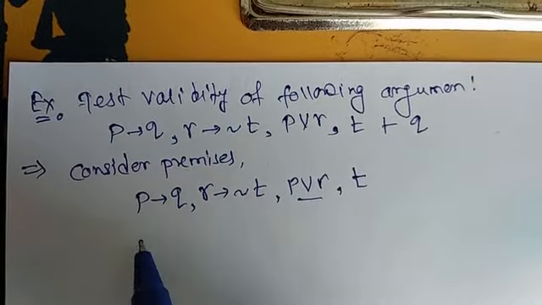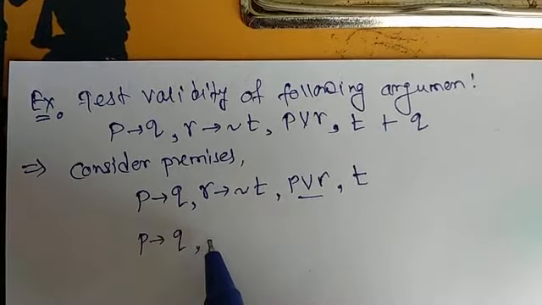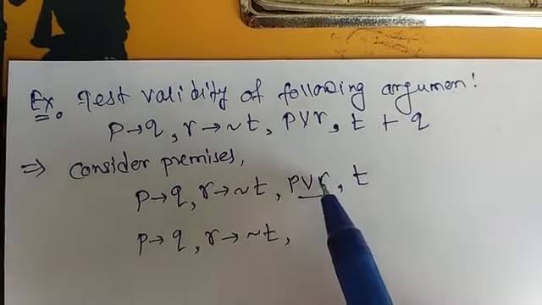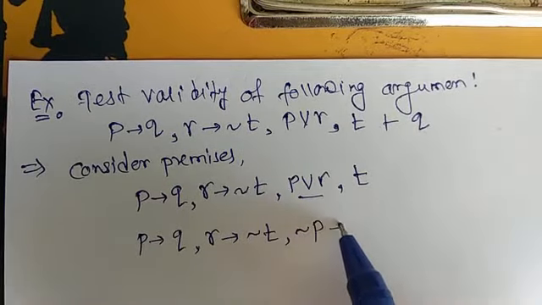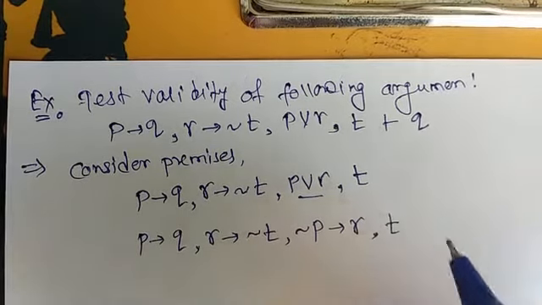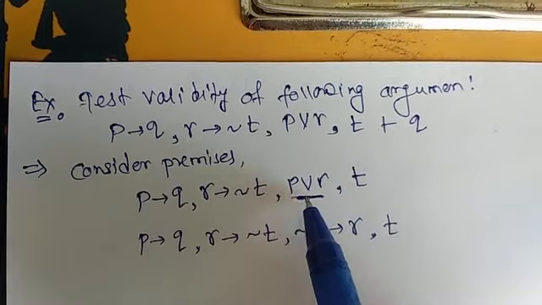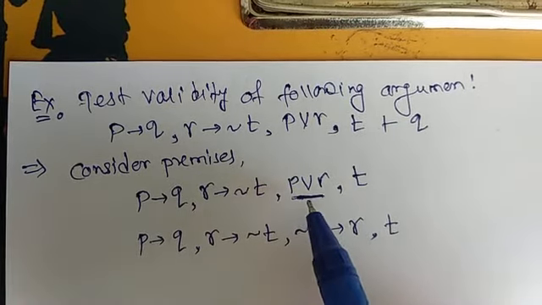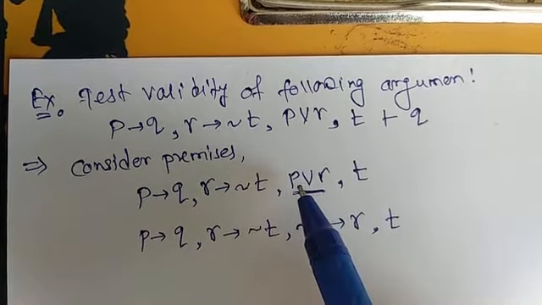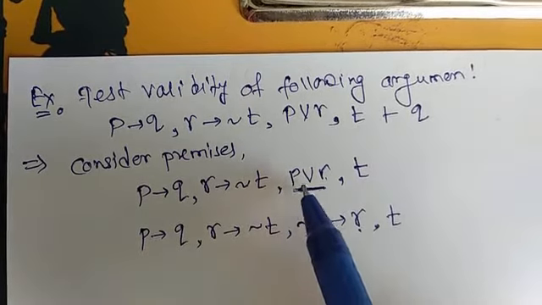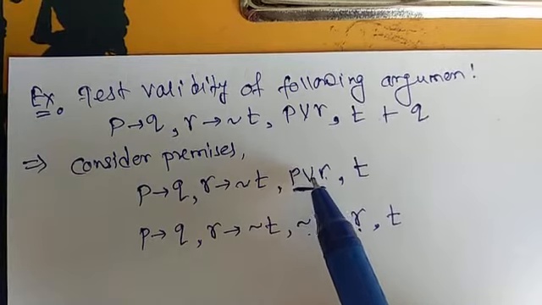So first, p implies q as it is, r implies negation t, and here p or r can be written as negation p implies r, comma t. Please make an underline where you are using a rule of logic. Now I have used a rule of logic on p or r as negation p implies r, so I have underlined that proposition.